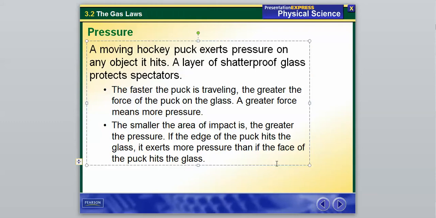So the smaller the area of impact is, again, you might think this is a little backwards, the greater the pressure is going to be, because you have that same amount of force concentrated in a small area. So that is why, if you have the smaller area of impact, the greater the pressure is going to be.